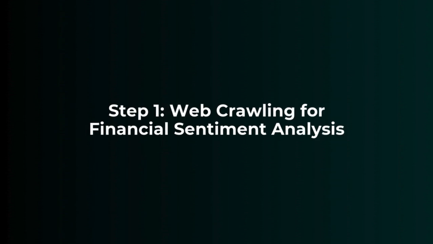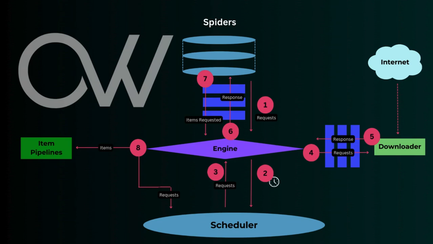Step 1. Web crawling for financial sentiment analysis. The process starts with the engine receiving requests to gather data. It organizes and schedules these requests, sending them to the downloader to fetch the relevant pages. Once the pages are retrieved, the spider analyzes the content, like extracting useful information or analyzing sentiment. The processed data is then saved, and new requests are created to gather more information. This cycle continues until all the necessary data is collected.